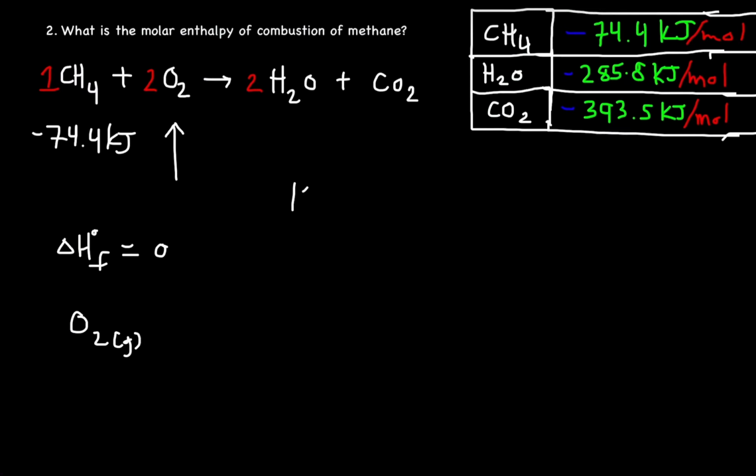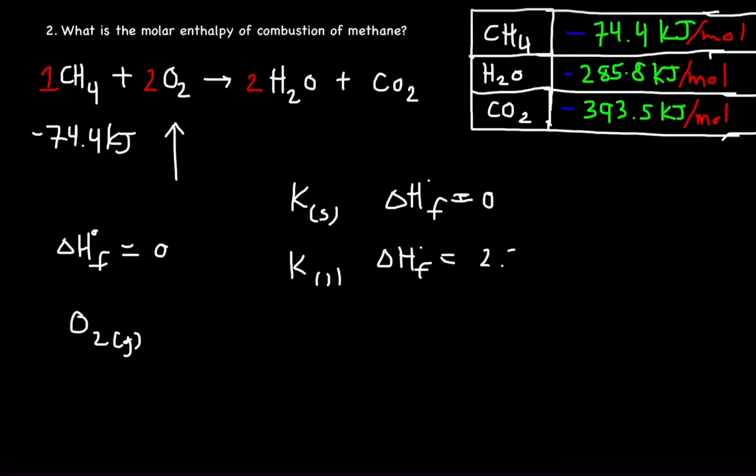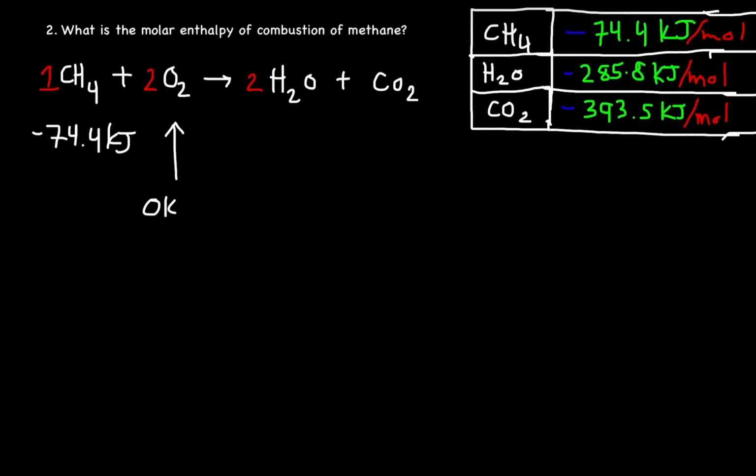Remember, it applies to every other element, not just oxygen. So let's say we have potassium and it's in a solid state. When you have that in the solid state, it's its normal state, that means the standard enthalpy of formation is going to be 0. However, when you have potassium in its liquid form, the standard enthalpy of formation is actually not 0, it's actually 2.3 kilojoule. We're going to put 0 kilojoule here.